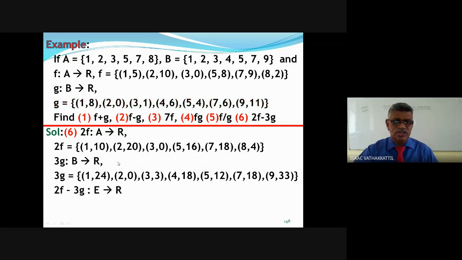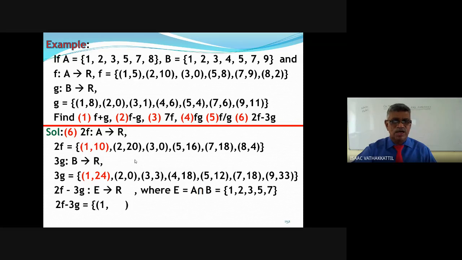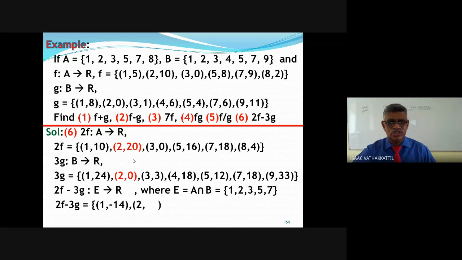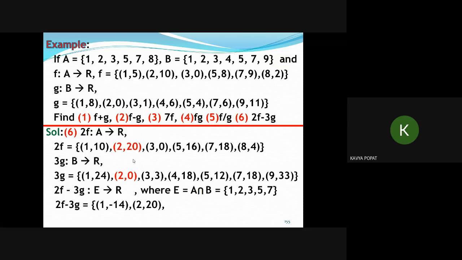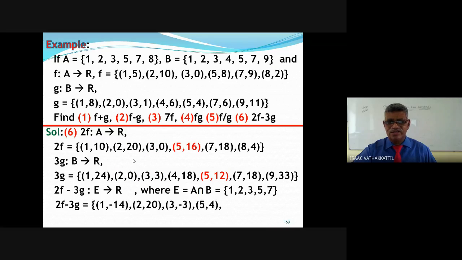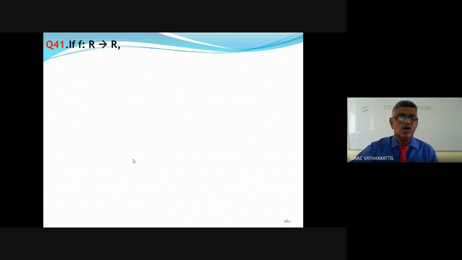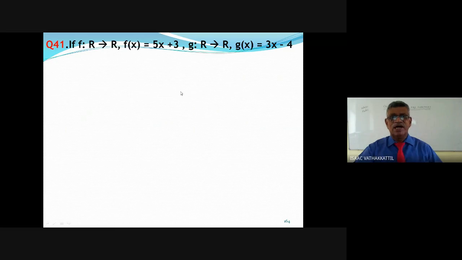2f minus 3g. I want it from A intersection B to R. What is A intersection B? 1, 2, 3, 5, 7. Correct. 2f minus 3g: for 1 it is minus 14, next is 20, next is 3, next is 4, next is 0. Very good. Now we can have it in the rule method or description.